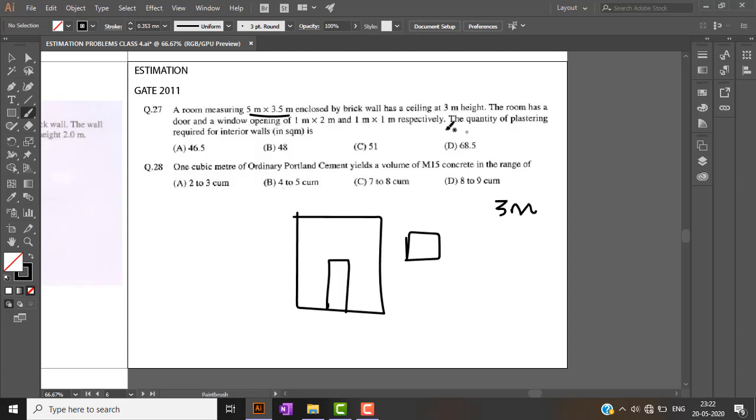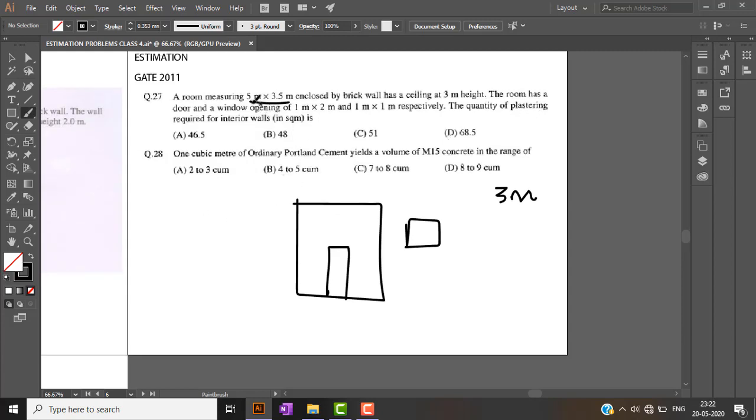So this is again a simple question. First we have to find all the wall areas. A room has 4 walls. So 4 walls will have an area of 5 into 3 into 2, since there will be 2 walls of this dimension, plus 2 walls of this dimension, 3.5 into 3 into 2. I'm just calculating the surface area of the walls.